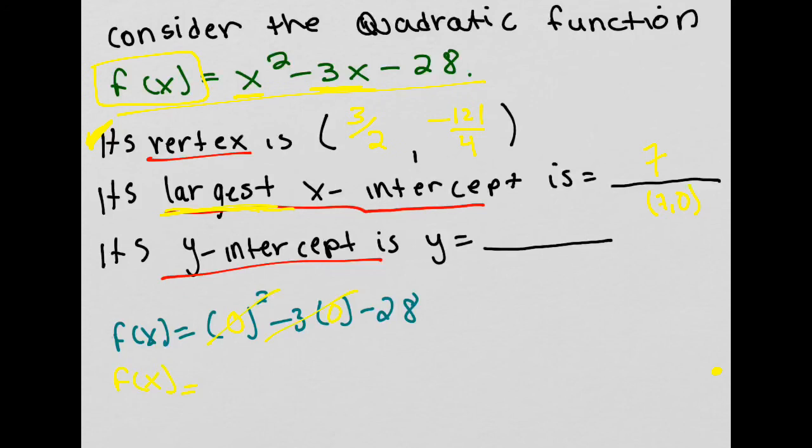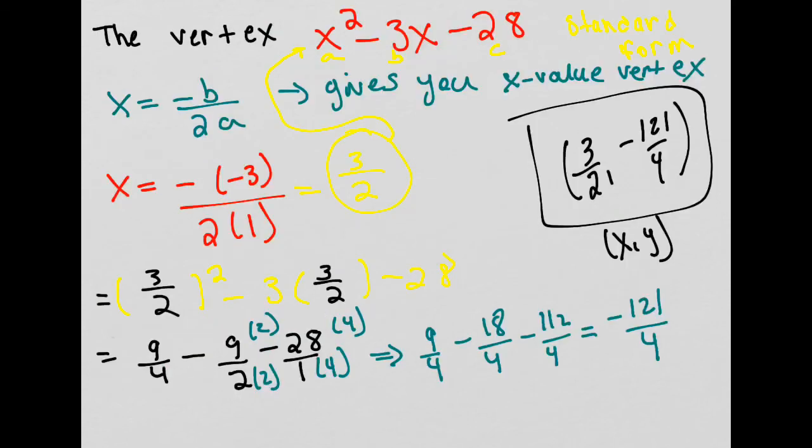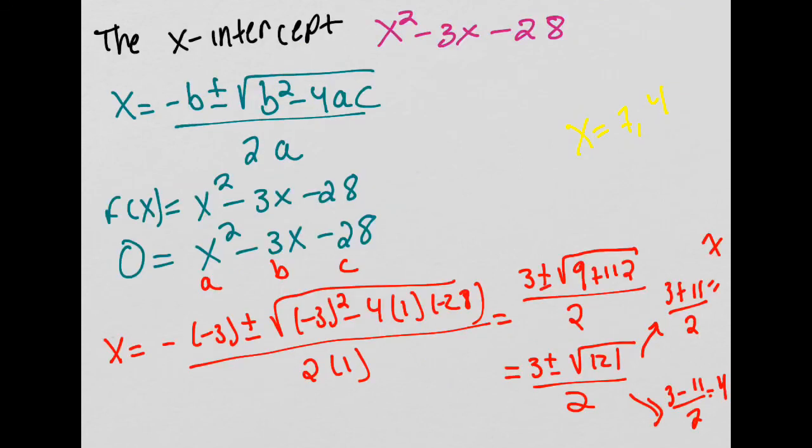So f of x, which means y, equals negative 28. So the y value is just negative 28. And if they want it as a point, remember it's going to be 0, negative 28. So you want to double check that. So we found the vertex, the x-intercept, and the y-intercept. And those are your answers for this exercise.